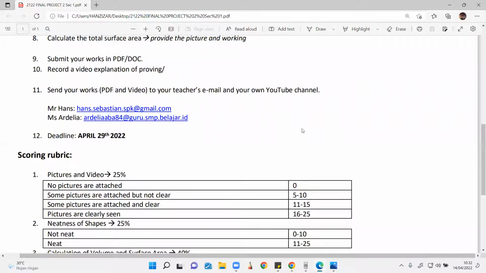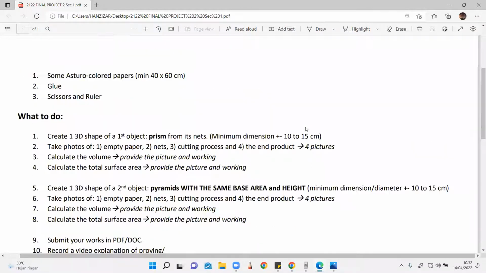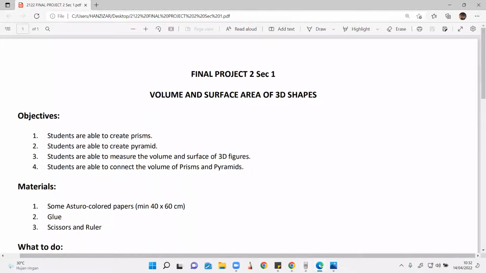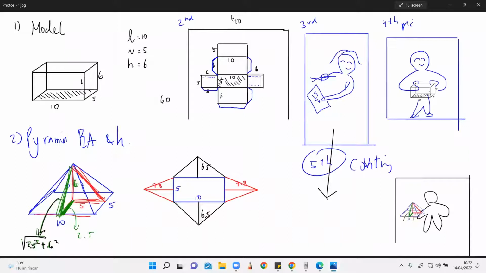So this is everything that you need to know. Make sure that the base is not the same as what I already told you about this. Okay, you have to create your own model. And I think that's all. If I have additions, I will tell you after this.